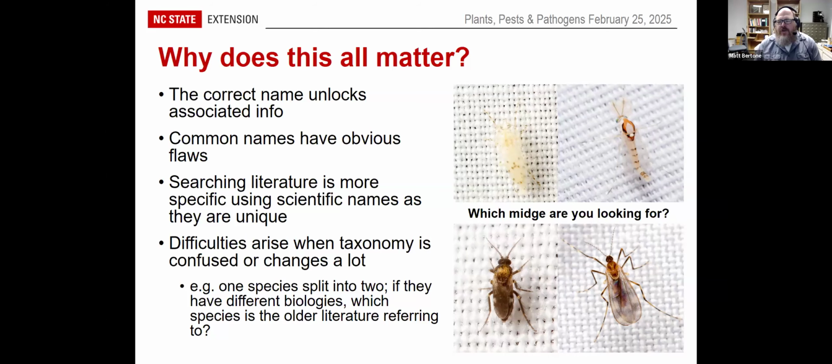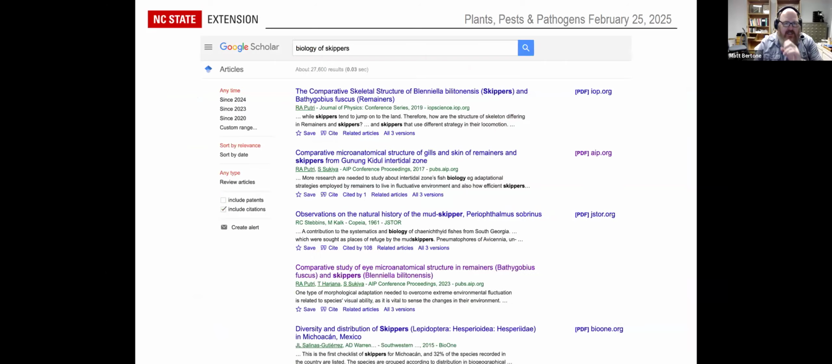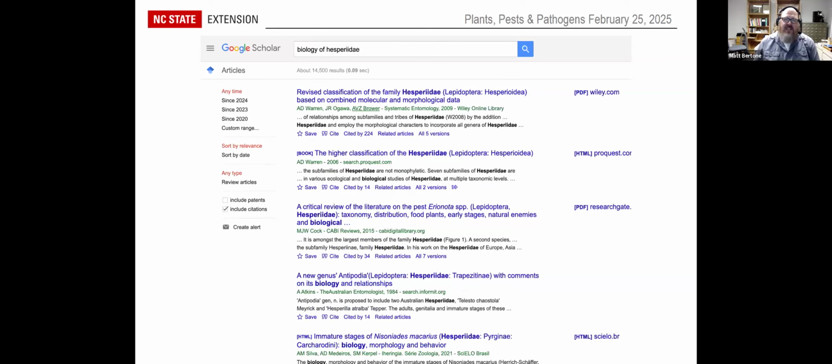If those aren't present, then we really don't know what people are talking about. So there's not a silver bullet against confusion. But I will show that, for instance, if you just search biology of skippers, and I'm looking for skipper butterflies, I search on Google Scholar, and you're going to get all these things about fish called skippers, mud skippers and things like that. And I'm like, oh man, I've got to wade through all these fish articles just to find the butterfly ones. But if I say biology of Hesperiidae, which is the family of skipper butterflies, then I get much more specific results to all the skippers, the butterflies that I actually want to know about.